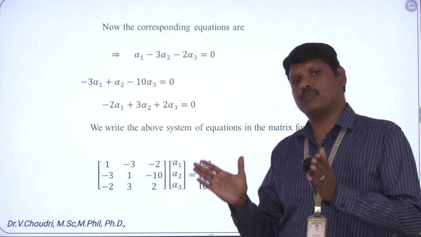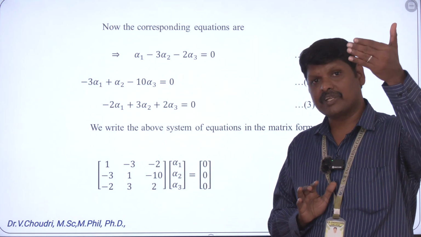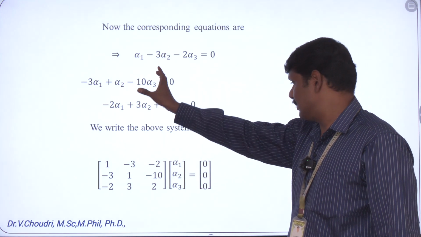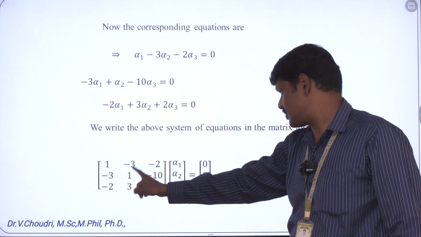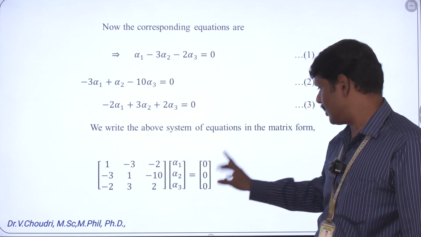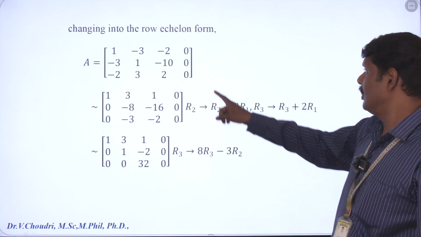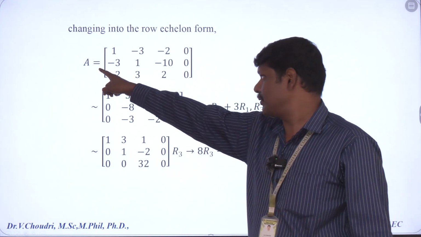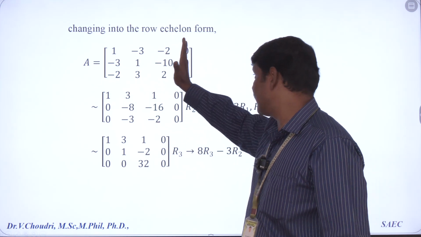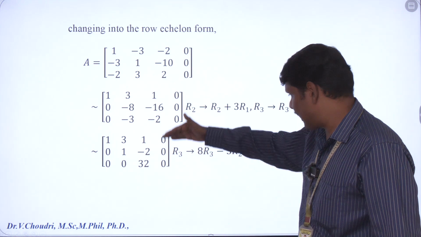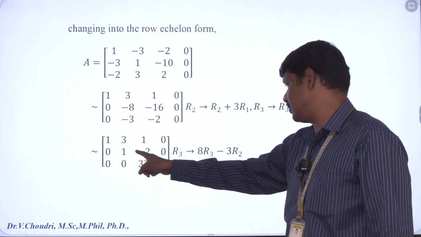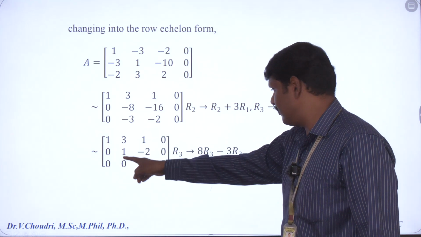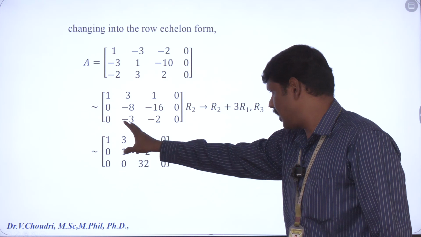Okay, when you feel that the procedure is hard, I already told you, use the determinant concept, but you should learn the original concept. Right, put the coefficient matrix, the variable matrix and the constant matrix. Then by changing into row echelon form, the augmented matrix here, sorry, the typing error, A comma B. This is A, this is B. As usual, by elementary row transformation, we transform into 1, 3, 1, 0; 0, 1, minus 2, 0; 0, 0, 32, 0. Clearly, by the back substitution method, alpha 1, alpha 2, alpha 3.